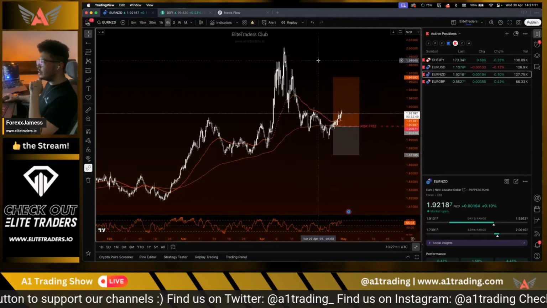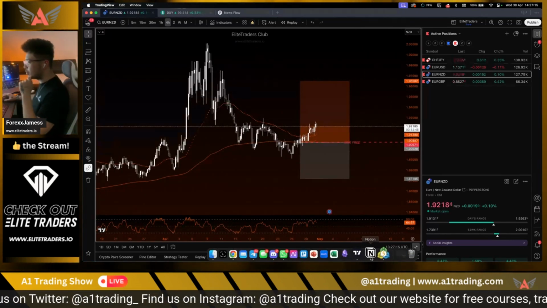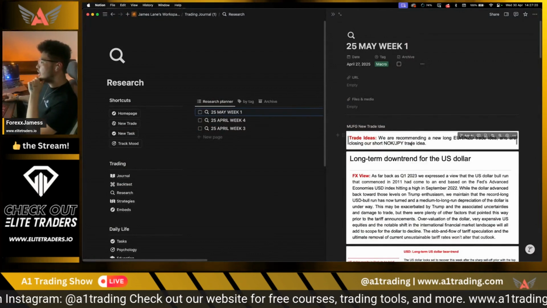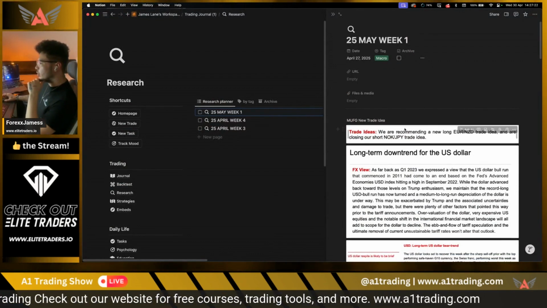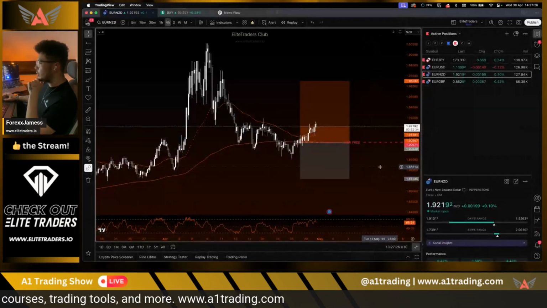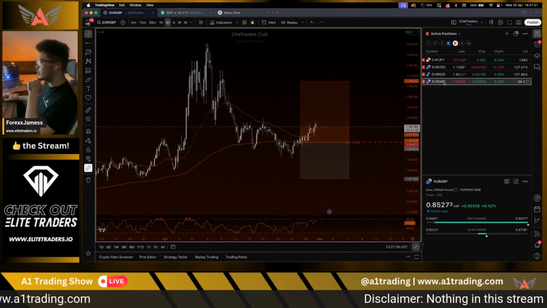I do have Euro New Zealand. This trade is risk-free, and to be honest, this was a bit of a cheat, really. It wasn't even my trade. This was from MUFG. We got a report saying that they're recommending a new long on Euro New Zealand. I decided to just copy and paste it. Basically, I'm not going to lie to you. And so far, so good.